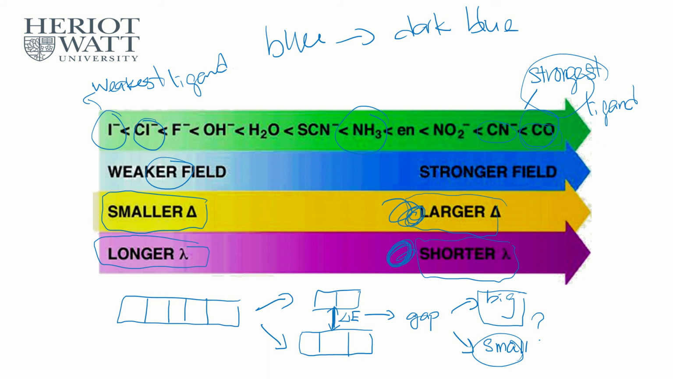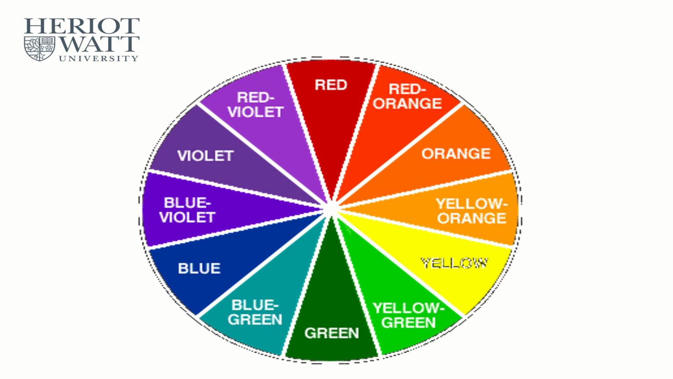Okay, so we need to know the strength of the ligands so that we can estimate what wavelength, shorter or longer wavelength, will be absorbed and what color will be observed. Now, how do we know? Let's say they absorb purple or violet. What color is being observed? We have to look at this so-called color wheel.